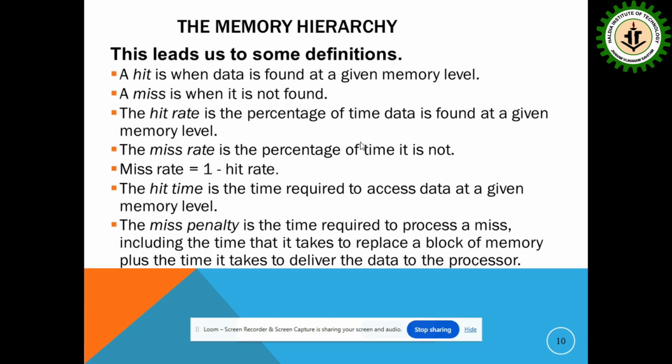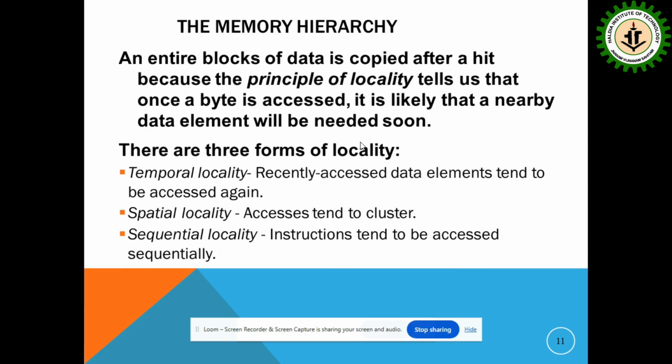The hit time is the time required to access the data at a given memory level, and the miss penalty is the time required to process a miss, including the time it takes to replace a block of memory plus the time it takes to deliver the data to the processor. So an entire block of data is copied after a miss because the principle of locality tells us that once a byte is accessed, it is likely that a nearby data element will be needed soon.